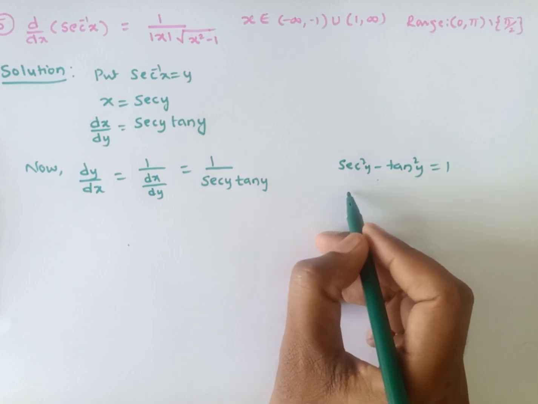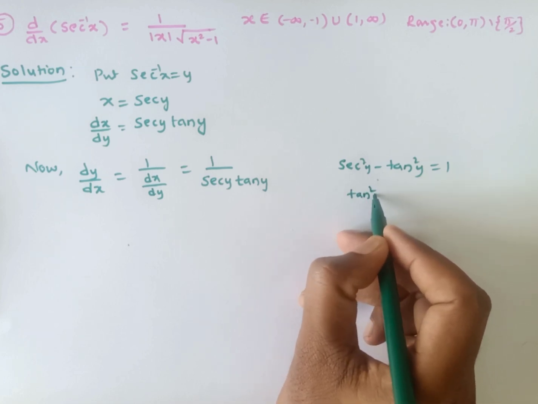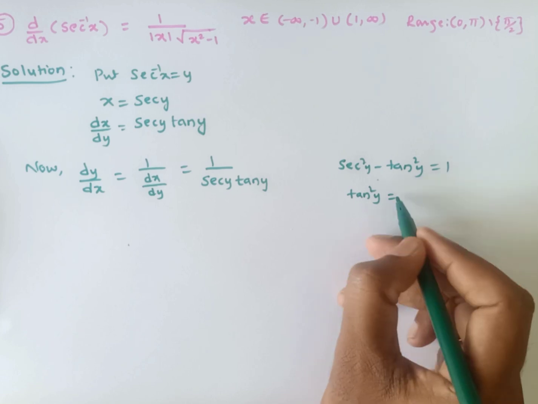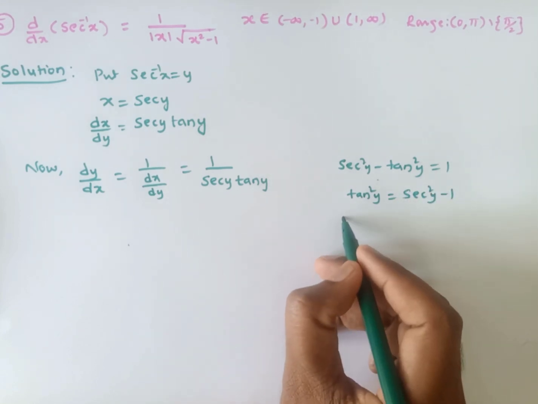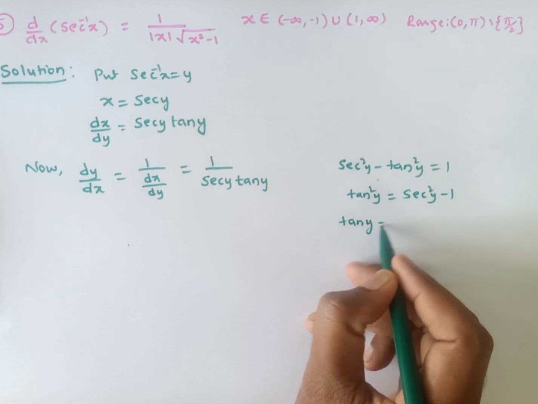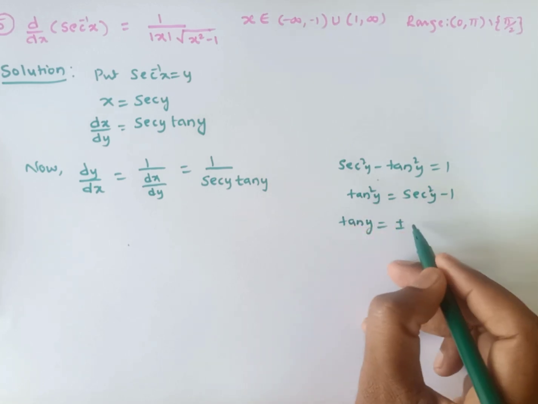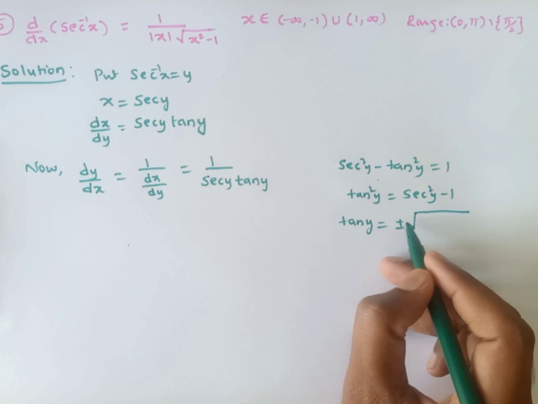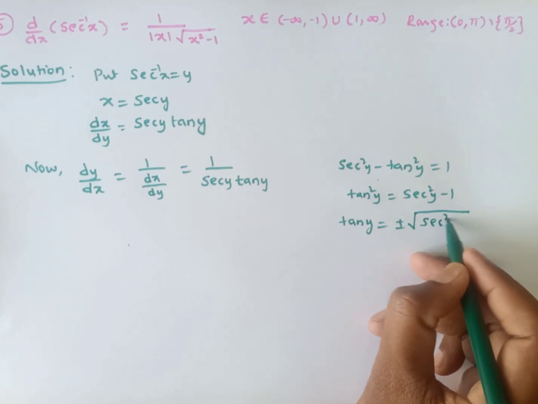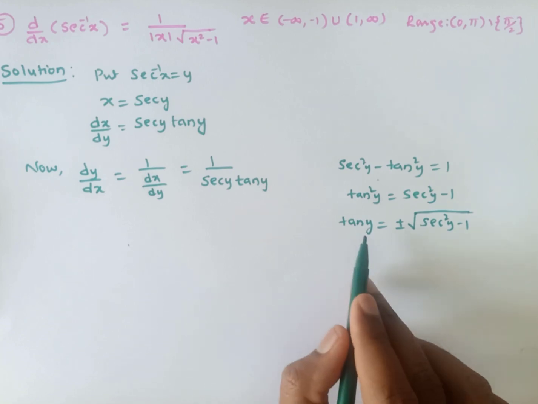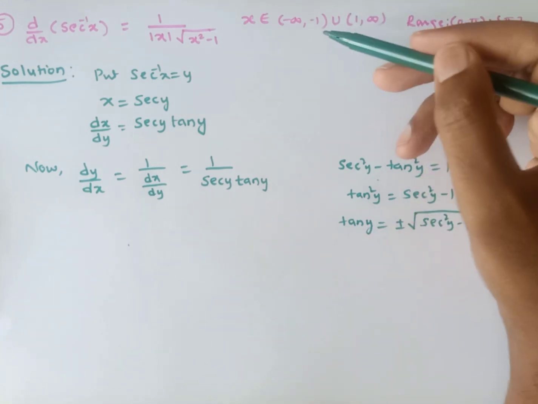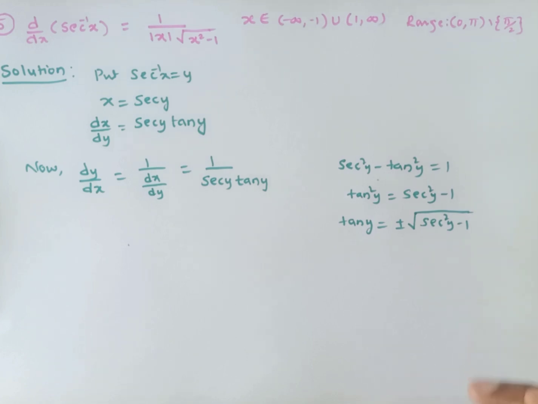Now, we can write tan square y equals secant square y minus 1. So tan y is equal to plus or minus the square root of secant square y minus 1. Tan means the output values, so minus infinity to minus 1 and 1 to infinity.